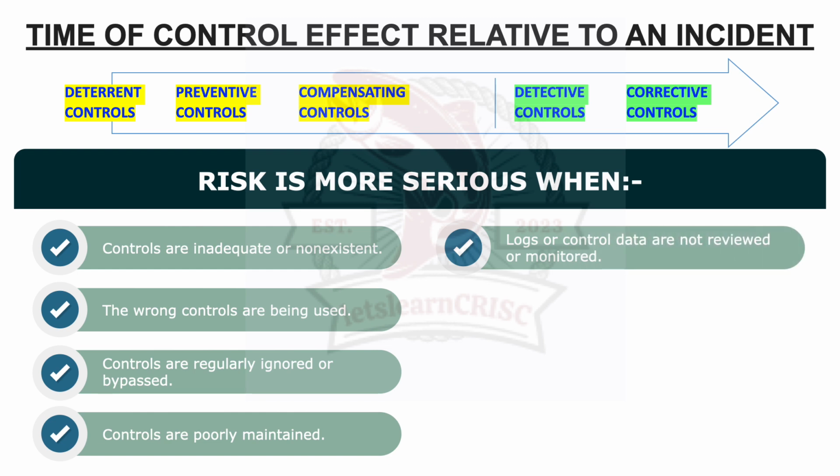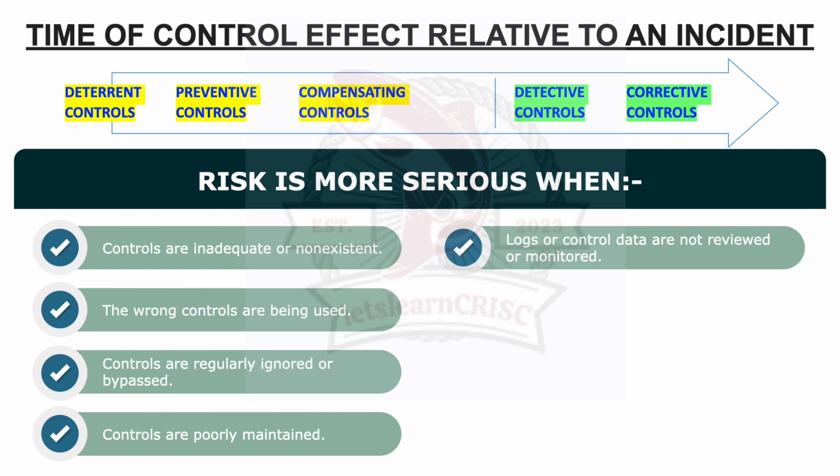Next, risk is more serious when logs or control data are not reviewed or monitored. Friends, it highlights a critical aspect of effective risk management. The logs and the control data generated by the security measures and systems provide valuable insight into the organization's security posture. When these logs are not regularly reviewed or monitored, it can lead to an escalation in the seriousness of the potential risk.